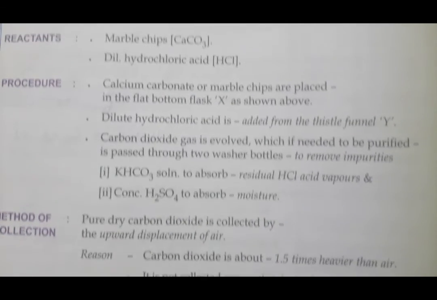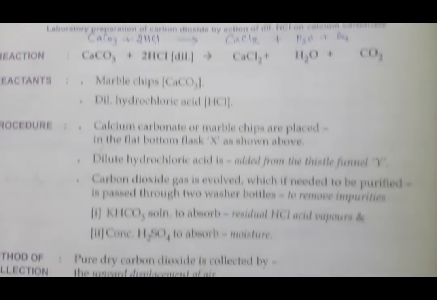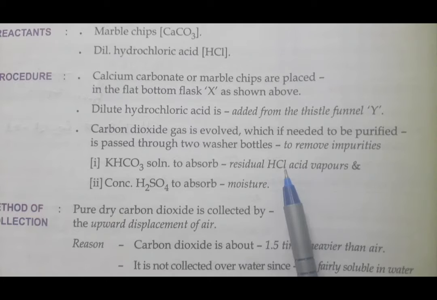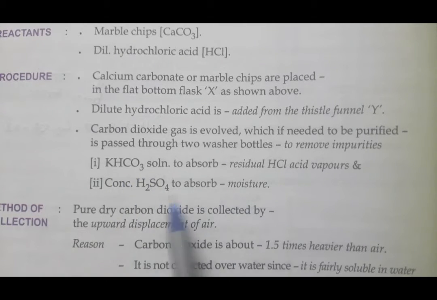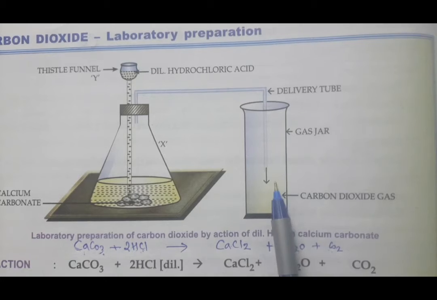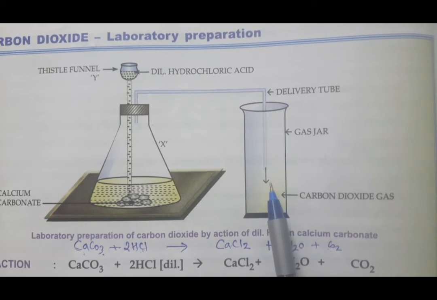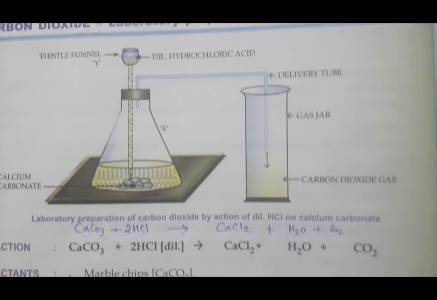So I repeat again, in this preparation, there is excess of HCl here. So that excess of HCl, which remains as residue, is removed by adding potassium bicarbonate, and moisture is removed by adding conc sulfuric acid later on. But the main thing is to get carbon dioxide, which you get this side, isn't it? Carbon dioxide is all collected this side. So whatever moisture is here, it is removed afterwards by putting conc sulfuric acid, and residual HCl is removed by adding potassium bicarbonate.